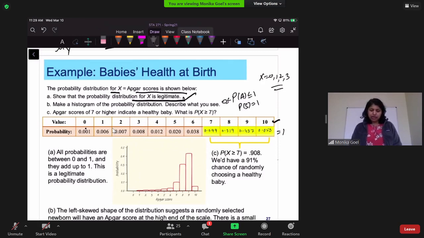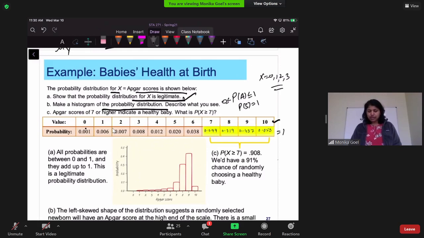Now I say to make a histogram of the probability distribution. Again, you will not be asked to make a histogram, but you should know how to read it because we talked about the histogram in the previous chapters, how to look at the shape of the distribution and see what kind of distribution we are working with.